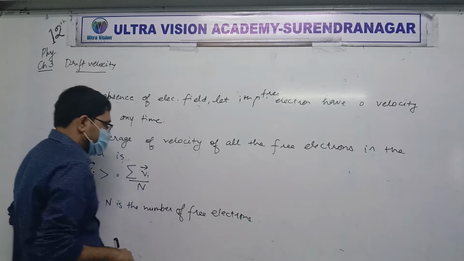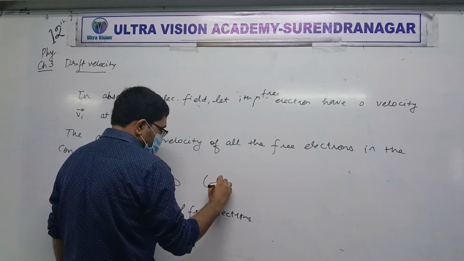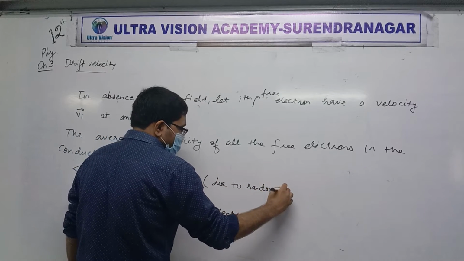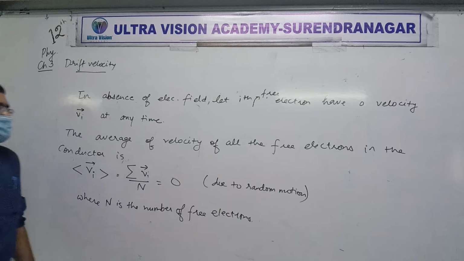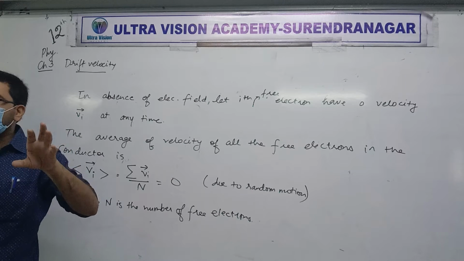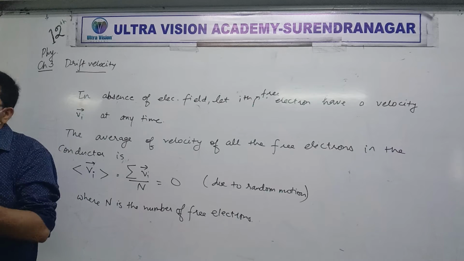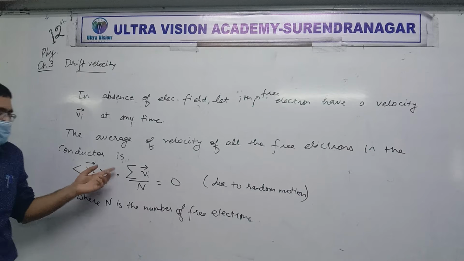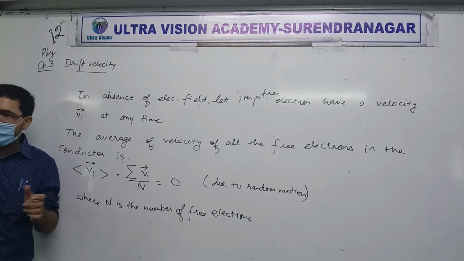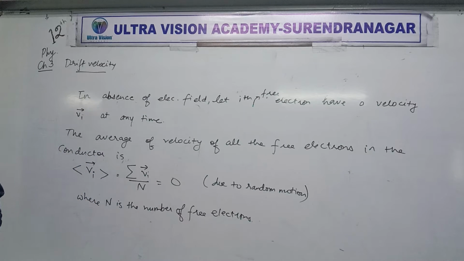Then, do you realize that this is going to be 0? Why? Because of the random motion of the free electrons. What is the meaning of random motion? If one goes here, the other will go that way. The third will go the other way. If at any particular time some are going towards the right side, then exactly the same number are going towards the left side. So when you add all the velocities, v1 vector, v2 vector, v3 vector, they are all in different directions, so the total will be 0. That is the random behavior.